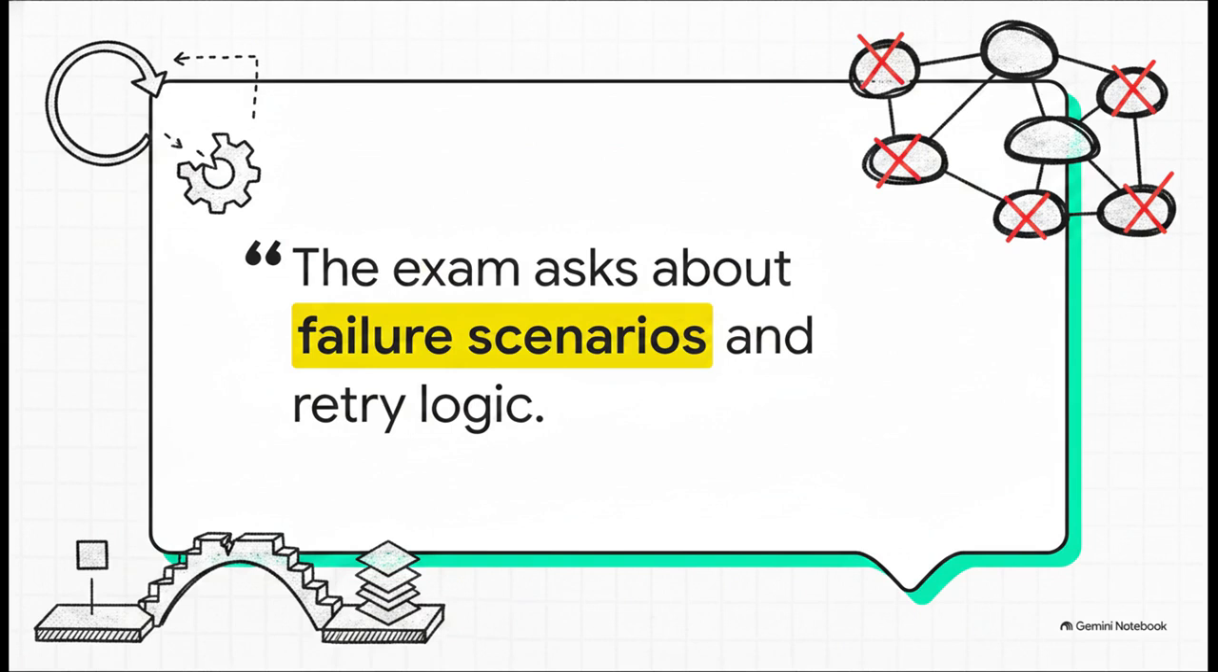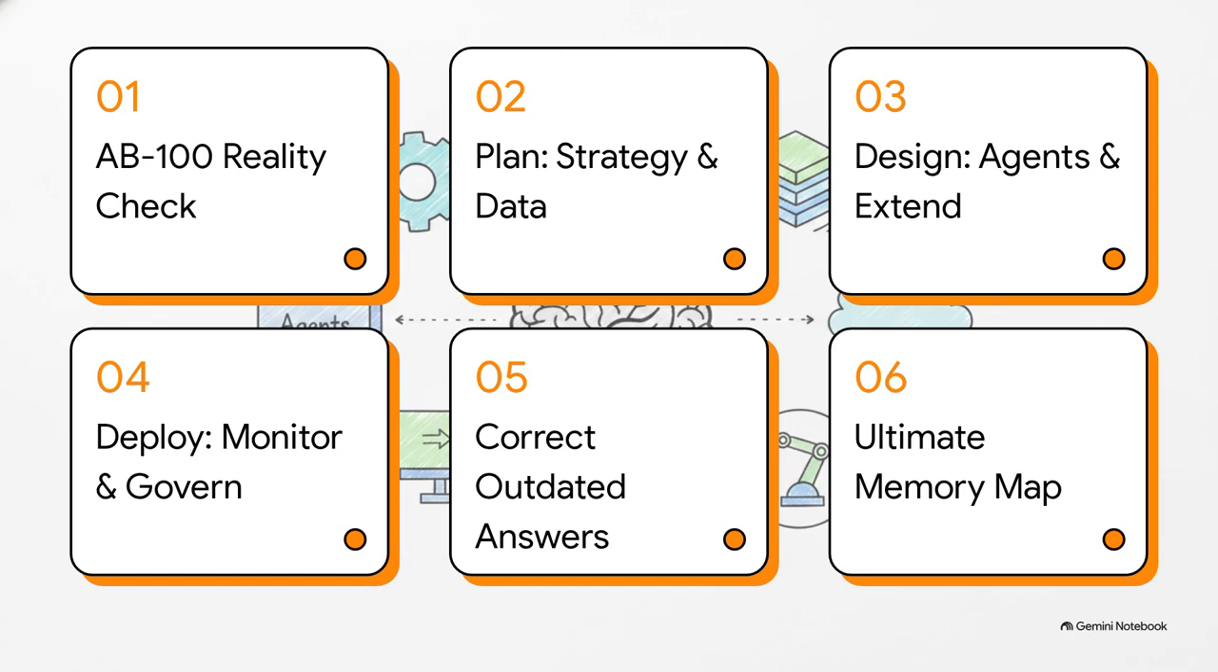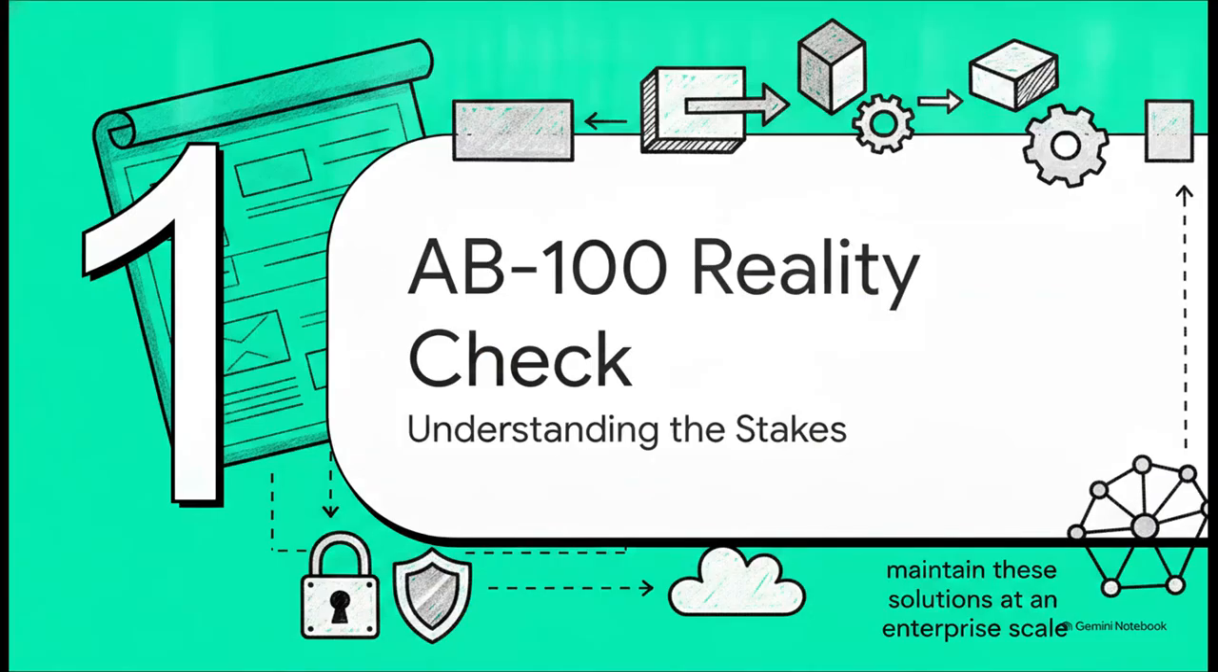And that is exactly why we put this explainer together, to bridge that massive gap between the basic modules and the highly complex architectural scenario questions you are absolutely going to face on test day. Okay, let's dive into this structured syllabus. We'll start with a quick reality check on the exam structure, then break down the big 3 domains: plan, design, and deploy. After that, we'll correct some outdated information that's floating around and lock it all in with our ultimate memory map.